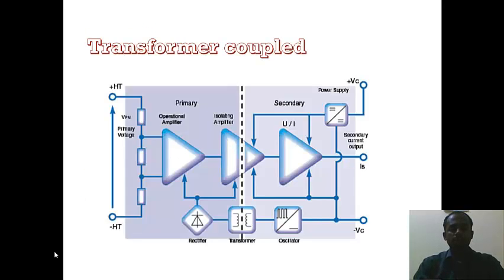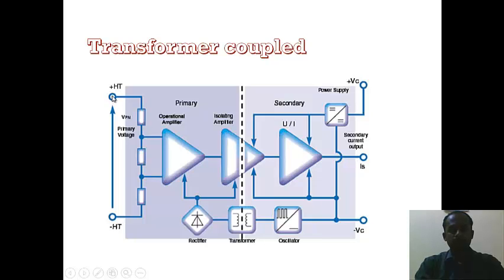Now, taking the first type of isolation amplifiers, this is the most common and can be easily used, which is transformer coupled. This is the general circuit diagram of a transformer coupled device, and this is an isolating amplifier. It is an arrangement of two operational amplifiers, a transformer, a rectifier, an oscillator and a power supply. The whole circuit is known as an isolation amplifier.